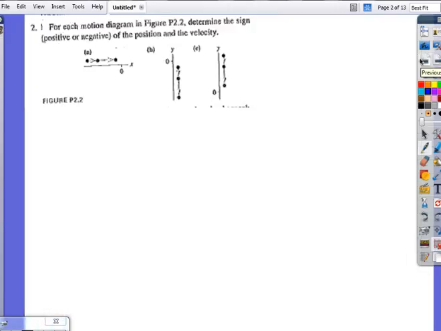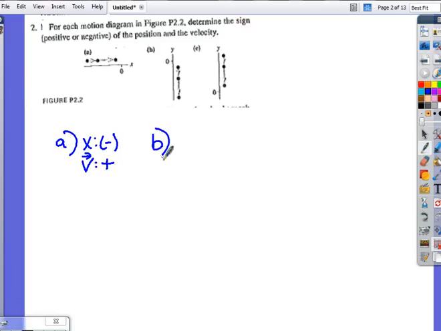Sorry about that. Now we can do number 2. It says for each motion diagram, determine the sign, positive or negative, of the position, time, and velocity. So here, I said for A, X is on the left side of my 0, so that means my position is negative. Now my velocity, on the other hand, is we are moving to the right. We're just speeding up to the right because our arrows are getting longer. So my velocity is actually positive.